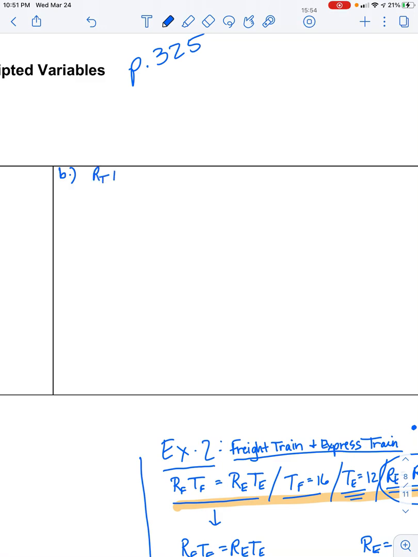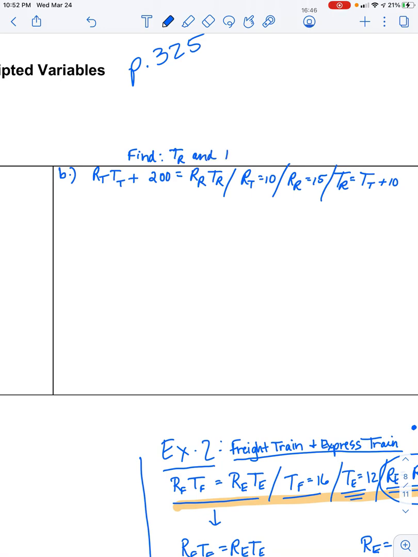we have R sub T times T sub T plus 200 equals R sub R times T sub R. I didn't finish that, did I? Yes, I did, okay. Then we have, the next thing, let me see here, R sub T is 10. We also have R sub R is 15. We have T sub R equals T sub T plus 10. And we are to find T sub R and T sub T.